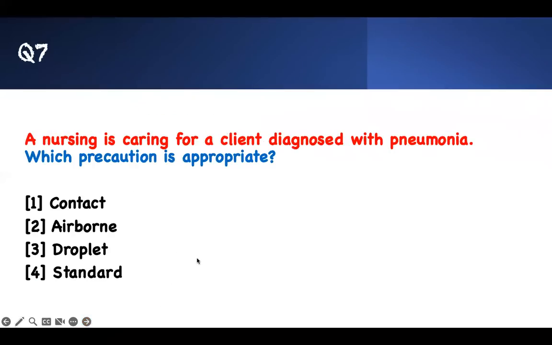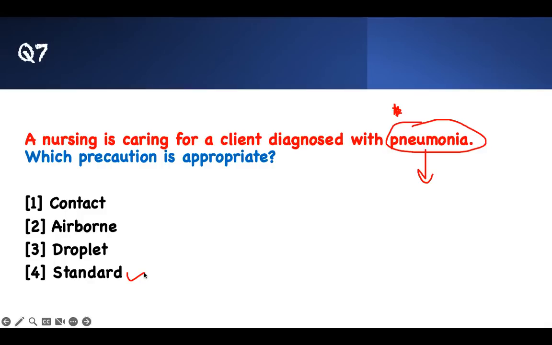7. Which precaution is appropriate? A nurse is caring for a client diagnosed with pneumonia. They try to make the question simple and straightforward, as you see on the board, but very loaded. So if you have pneumonia, what kind of precaution will you give? This is a trick question. When they just say pneumonia, they don't tell you the organism involved. All they want is standard precaution. People who have pneumonia, we just do standard precaution in the hospital, unless we know what kind of pneumonia.